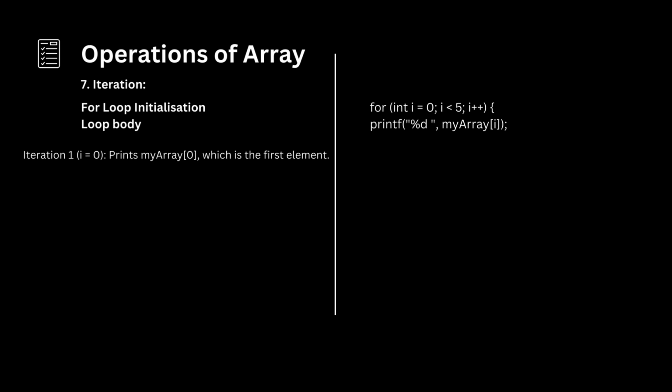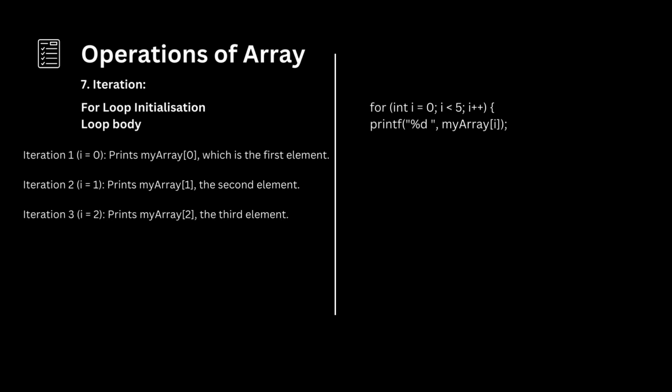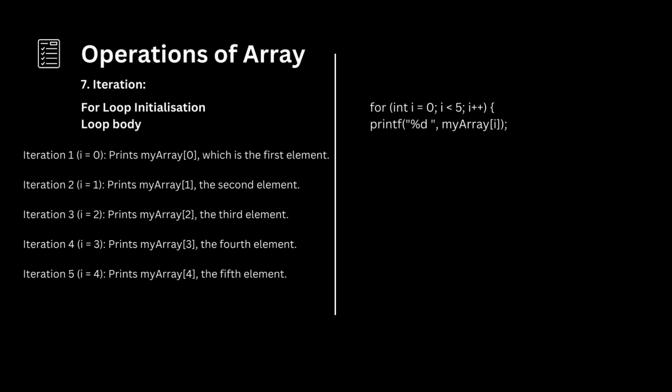Inside the loop, the code performs the following iterations. Iteration 1, i = 0, prints myArray[0], which is the first element. Iteration 2, i = 1, prints myArray[1], the second element. Iteration 3, i = 2, prints myArray[2], the third element. Iteration 4, i = 3, prints myArray[3], the fourth element. Iteration 5, i = 4, prints myArray[4], the fifth element. Loop termination: the loop continues as long as i is less than 5. After the fifth iteration, the loop terminates.